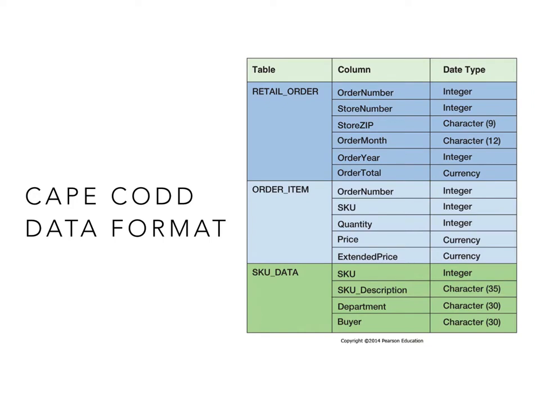This is the schema for the database that's the example database for this chapter. And this will be helpful because all of the author's examples come from this database. So the three tables that he highlights are the retail order, order item, and SKU data tables. They have those columns, and you can see what the data types are. All of this data represents like retail transaction information based on items that are sold, and then stores ordering items and stores selling items to people.